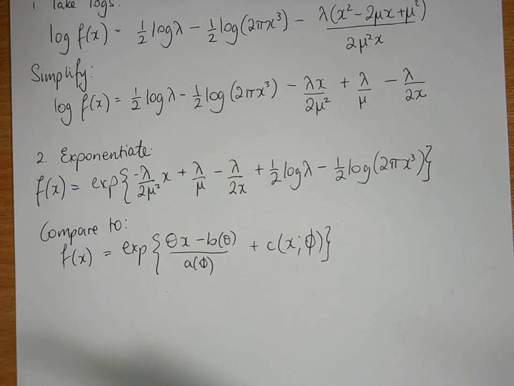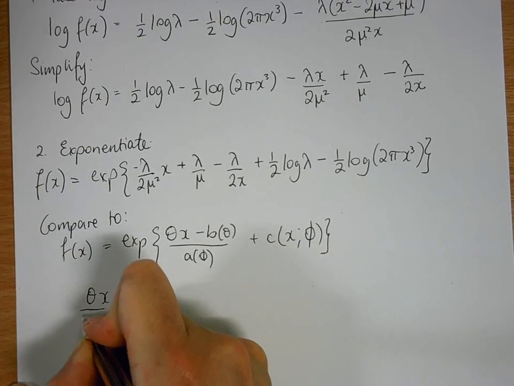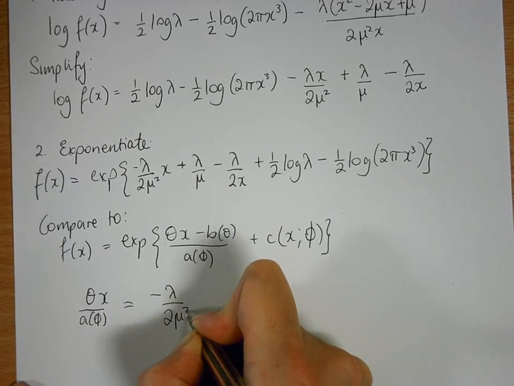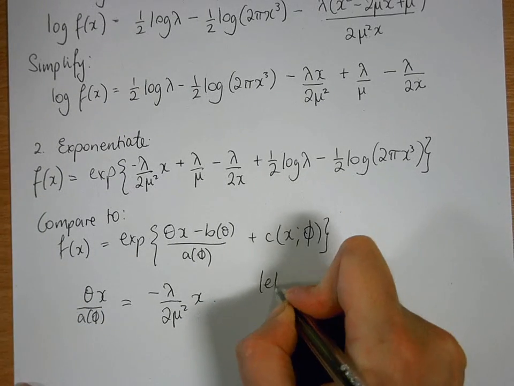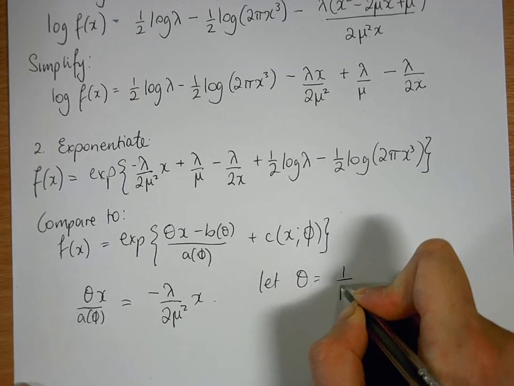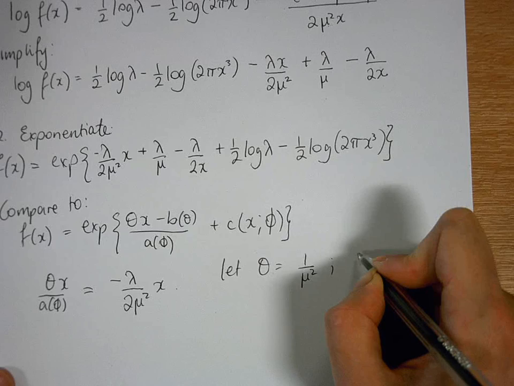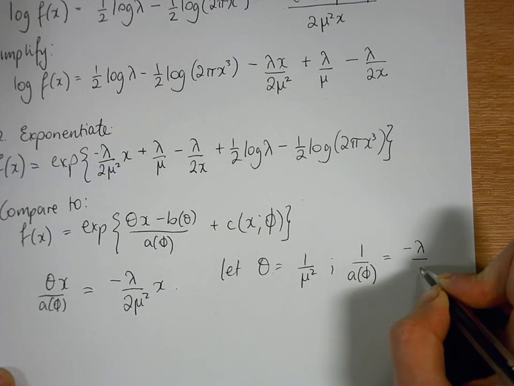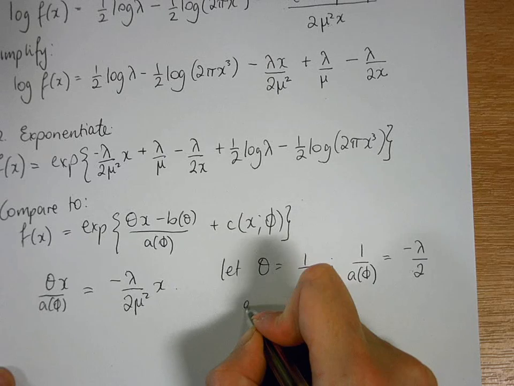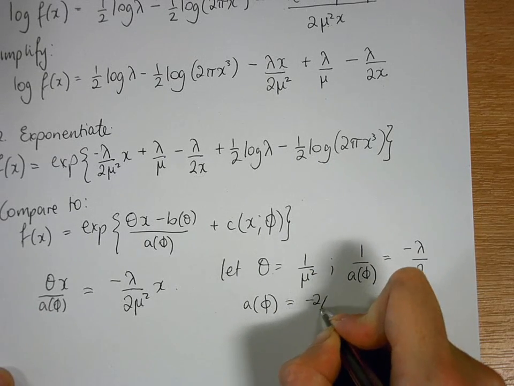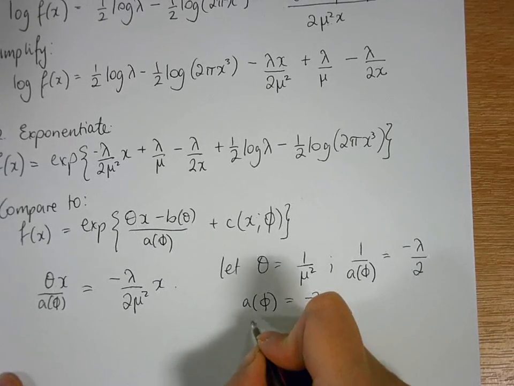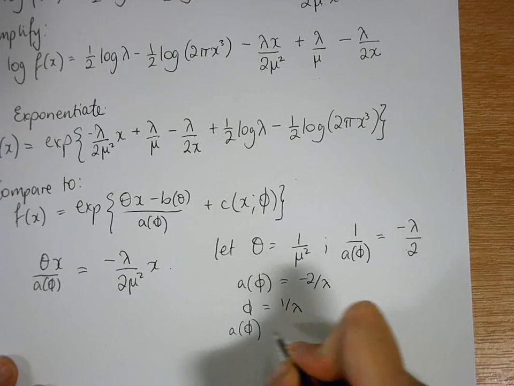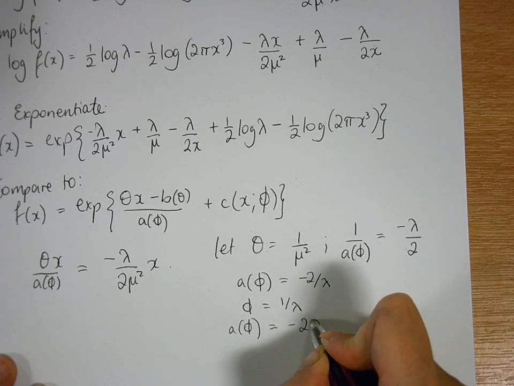Sometimes thinking ahead about what you're looking at, we're going to say theta x over a of phi is equal to minus lambda over 2 mu squared x. And if we let theta equal 1 over mu squared, we have 1 over a of phi is equal to minus lambda over 2. So a of phi is equal to minus 2 over lambda. And then, for simplicity, we'll let phi equal 1 over lambda. So a of phi is equal to minus 2 phi.